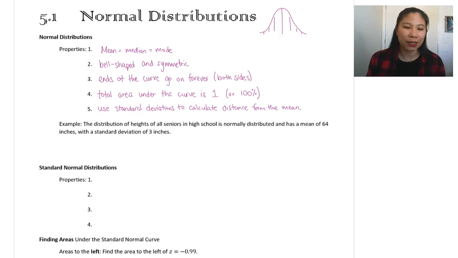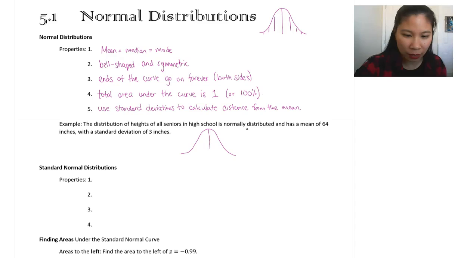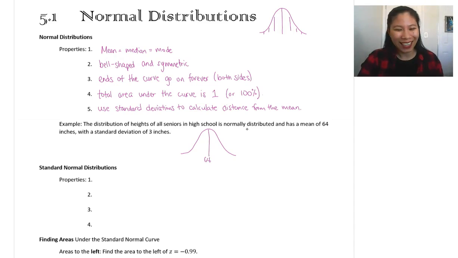An example of this is if the distribution of heights of all seniors in high school is normally distributed. Once you see those words normally distributed, you should be drawing a normal curve. So we're going to do that here. They say it has a mean of 64 inches, so the average of the heights of these seniors is 64 inches. Which is not that bad. That's like 5'4". That's how tall I am. I'm average. And a standard deviation of 3 inches.